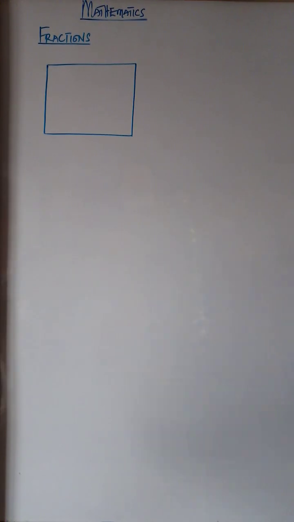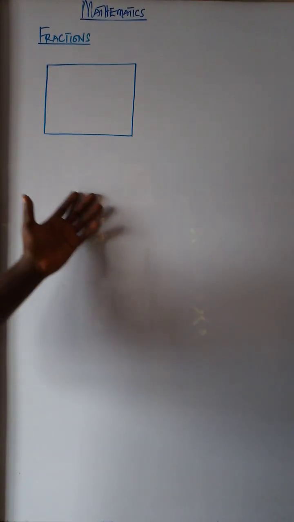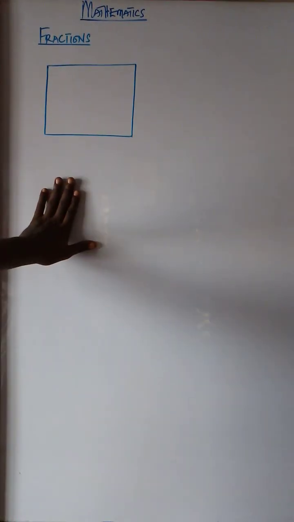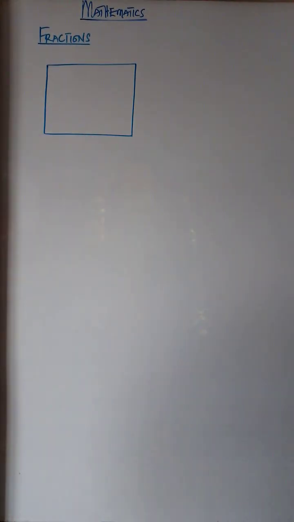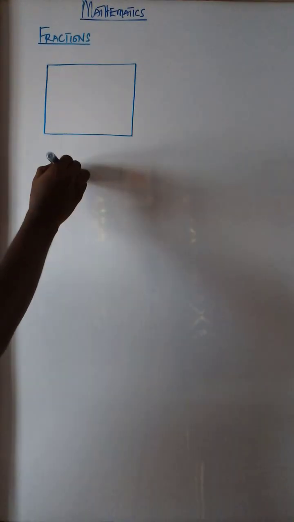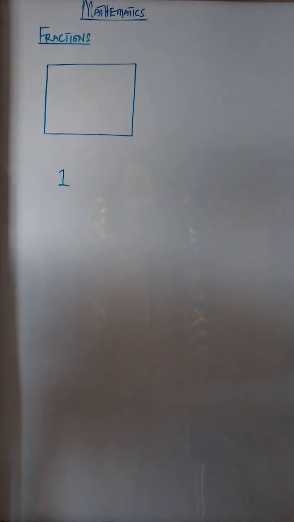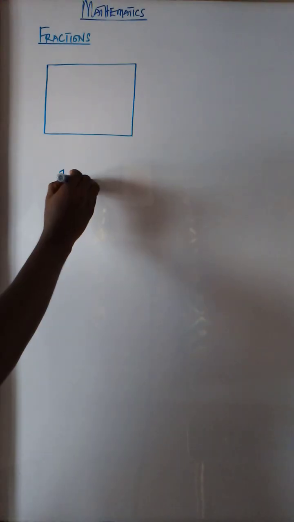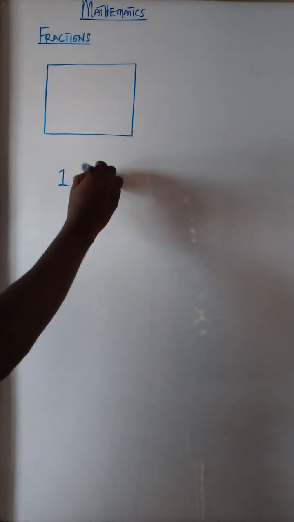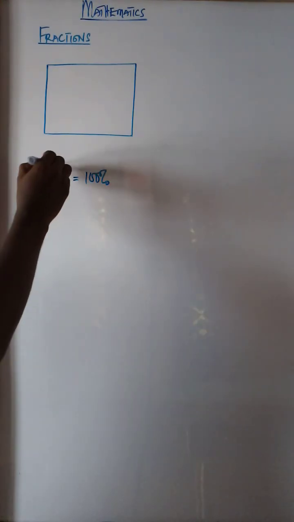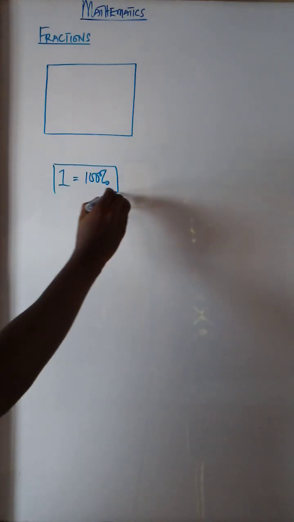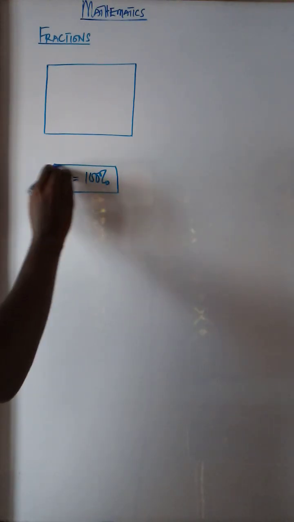Let me ask you this. What is this? You can tell me it's a square or rectangle. Let's suppose it's a square. How many squares do we have here? We have one square. This is a 100% square, a complete square. So 1 and 100% are the same. 1 equals 100%, or 100% is 1.